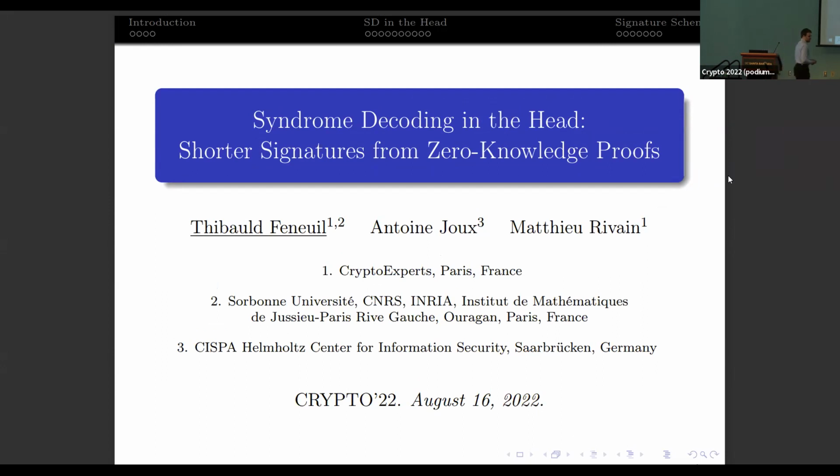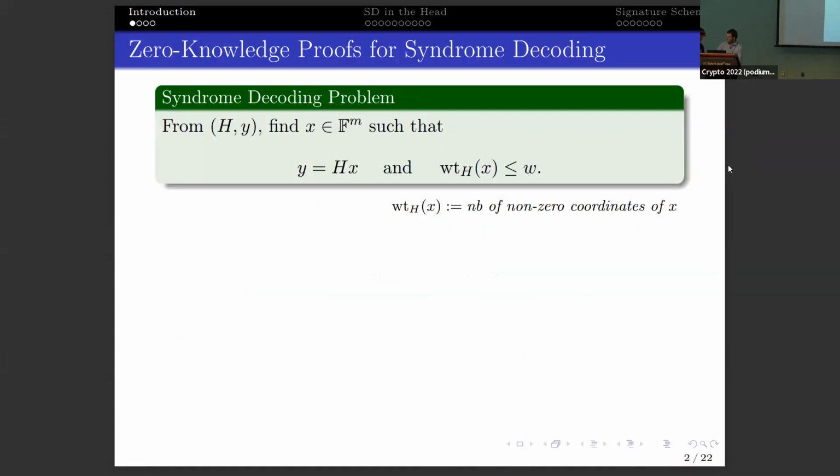Thank you for the introduction. So I'm Thibault Feneuil, and today I'm going to present this joint work in which we propose a new code-based signature built from a zero-knowledge proof. To design our signature, we chose to focus on the syndrome decoding problem for random linear codes.